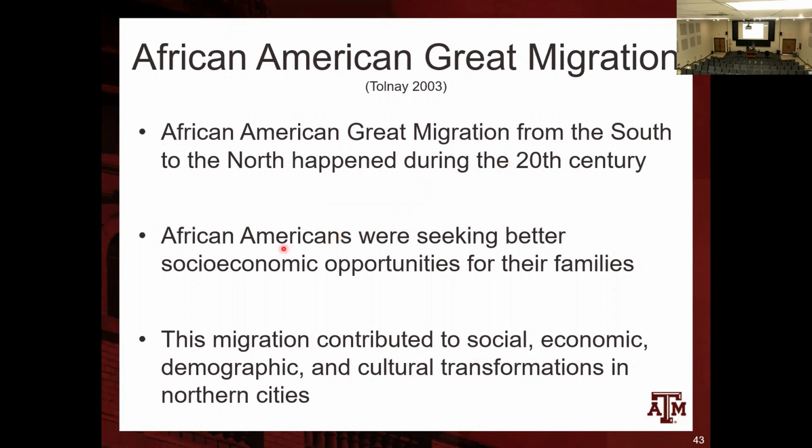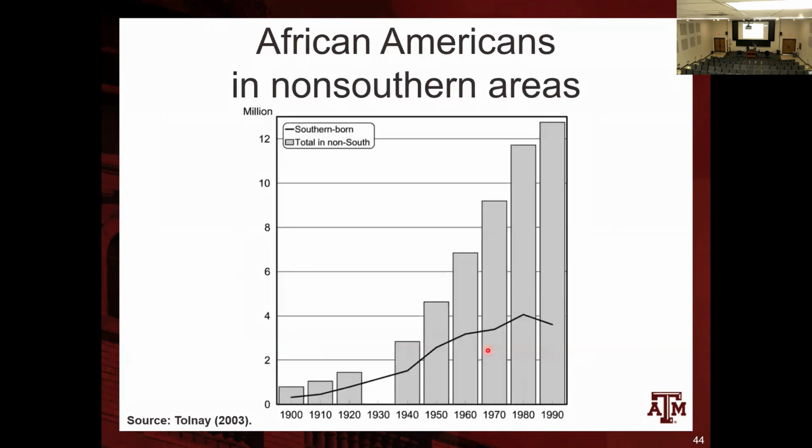And why were they moving from the South to the North? Because they were seeking better socioeconomic opportunities for their families. This migration contributed to social, economic, demographic, and cultural transformations in northern cities. And the idea is that because they were experiencing high levels of poverty, discrimination, racism in all these southern areas, they moved up to the north in order to improve their living standards.